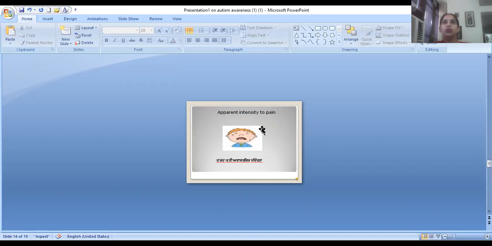Apparent insensitivity to pain. The child can have apparent insensitivity to pain. For example, he has a pain in his tooth, or he can have a pain anywhere, but he cannot show the intensity of that pain.